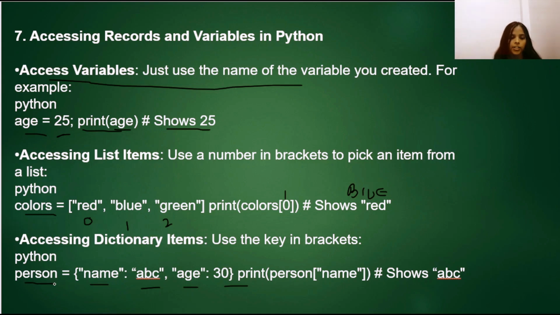Here, this is our variable person, which is storing name equal to ABC and age equal to 30. Now, we want to access the name of the person. We will use the print method to display this on screen. Inside this method, we use our variable name person, followed by brackets. Inside the brackets, we pass our key. Then we can access the person's name. So now the output will be ABC.